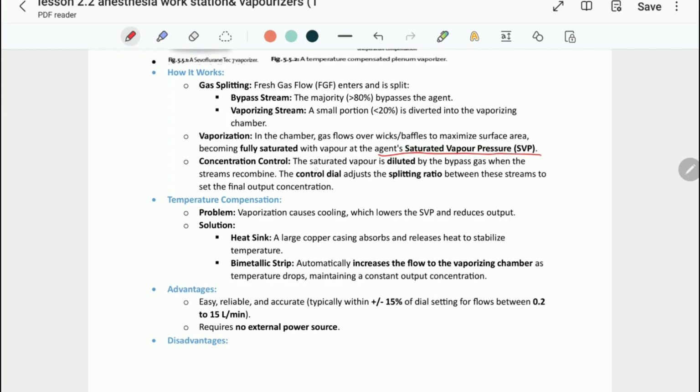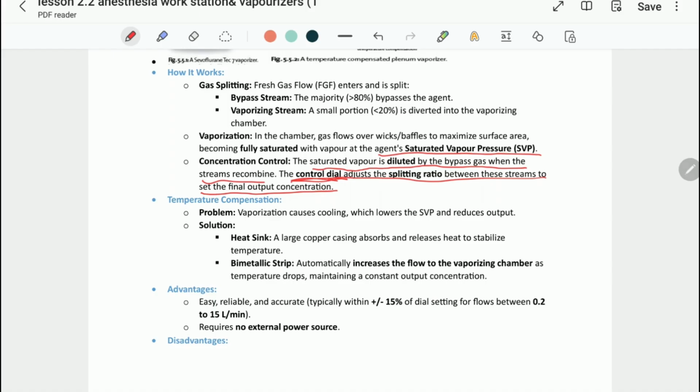With the concentration control dial, the saturated vapor is diluted by the bypass gas when the streams recombine. The control dial adjusts the splitting ratio between these streams to set the final output concentration. They are temperature compensated because the vaporization causes cooling, which lowers the saturated vapor pressure and reduces the output.